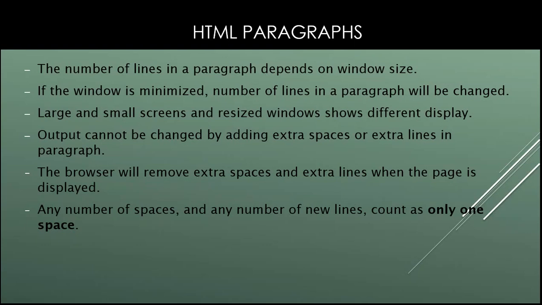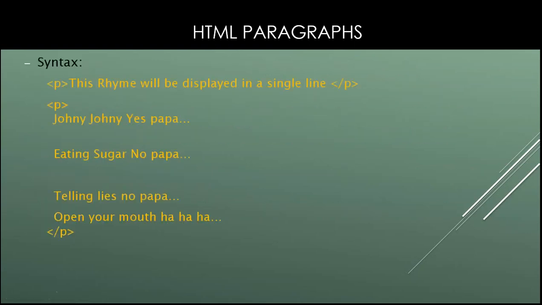When we write a paragraph in an HTML file using the p tag, if we add any extra spaces or extra lines, those extra spaces and extra lines will be automatically removed by the browser when the paragraph is shown on the web page. The browser removes all the extra spaces and extra lines, and they are treated as one single space only in the paragraph. If you write this simple rhyme using a paragraph, it will be displayed in a single line.